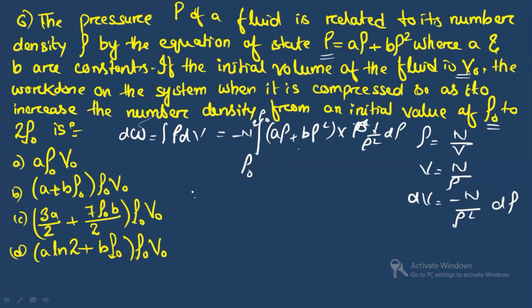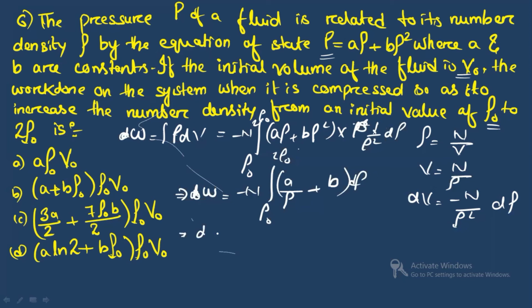Now we will do the simplification. It is not dW but just W now, since I have put the integration on. So W is equal to minus N, integration limit rho naught to 2 rho naught. When you multiply this, you will get A by rho plus only B, because B rho square by rho square, the whole times d rho. Minus N is constant, outside. Now let's do the integration.